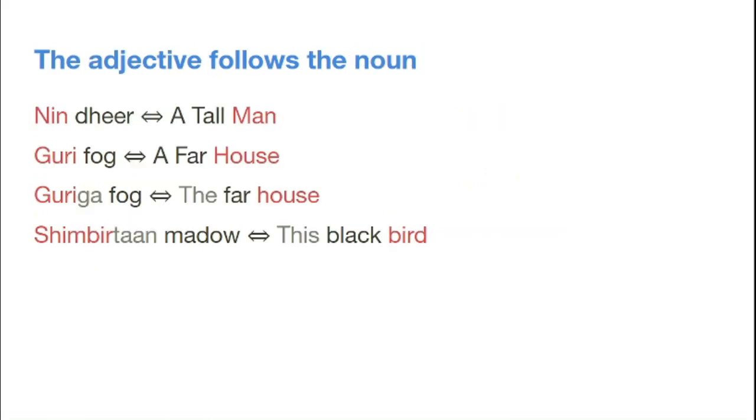In Somali, the adjective follows the noun. We have the following examples: Nin dheer, a tall man; Guri fog, a far house; Guriga fog, the far house; and Shimbir tan madow, which means this blackbird.